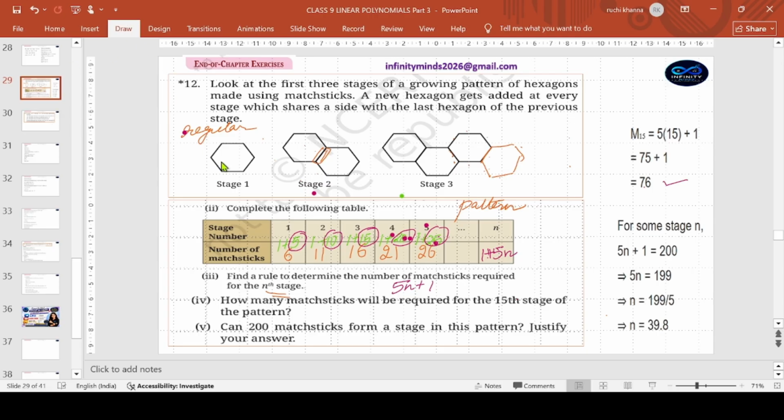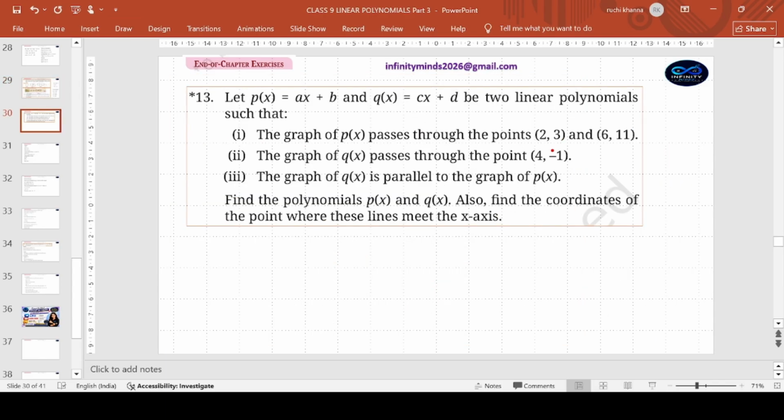Question number 13. Yes, similar to your question 11, children. In between I'm going in the order of the textbook. Otherwise, after question 11, question 13 is in continuation. Let p(x) equal ax plus b. There we had solved for one polynomial. Here there are two polynomials and both happen to be missing.